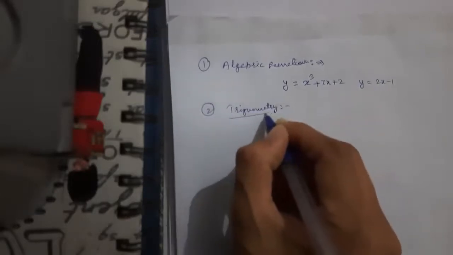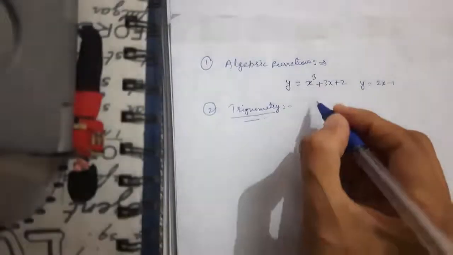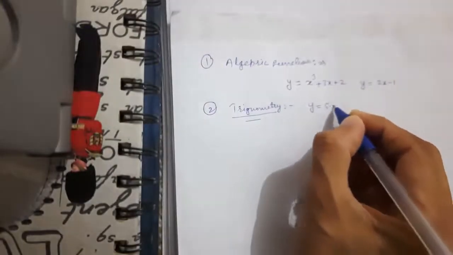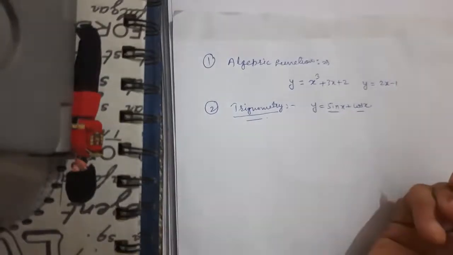So if a function involves some trigonometric term, it is called a trigonometric function. For example, y equal to sin x plus cos x. Okay, so trigonometric terms are involved. That's why it is called trigonometry.